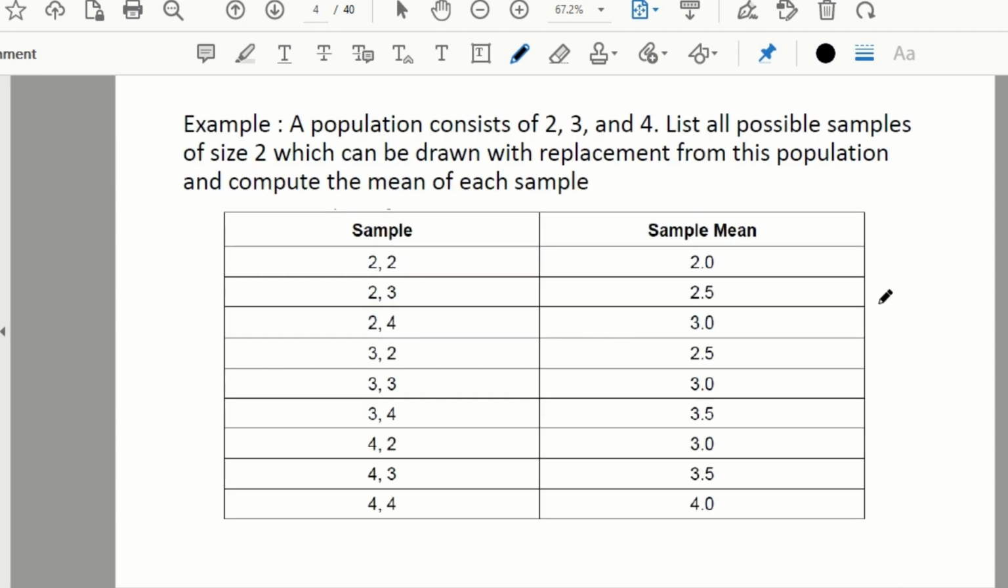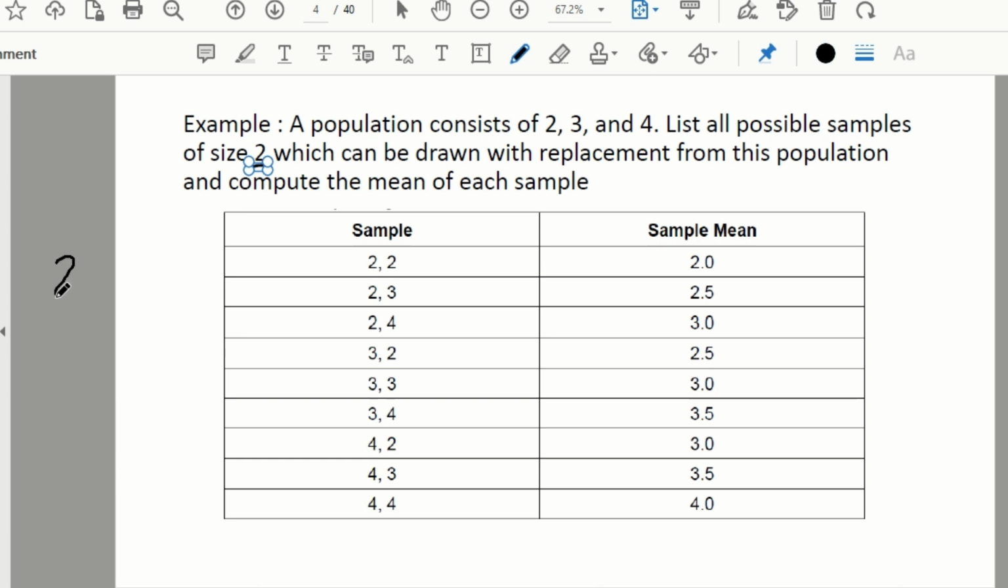Okay, so for example, a population consists of 2, 3, and 4. List all possible samples of size 2 which can be drawn with replacement from this population and compute the mean for each sample. But for this, we'll just focus first on how to list down all the possible samples of size 2. Since this is with replacement, it means that the number can be repeated. In order for you to list these without missing a pair, because this is of size 2, meaning by pair, you can use the tree diagram.